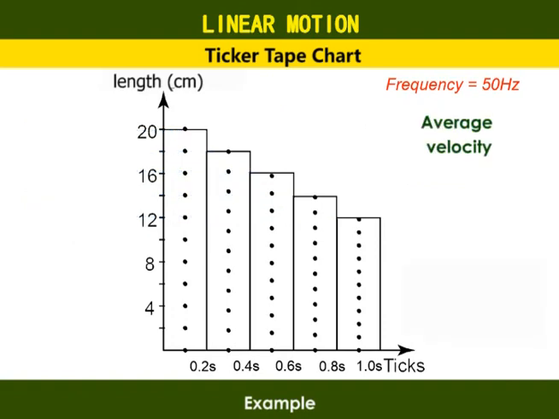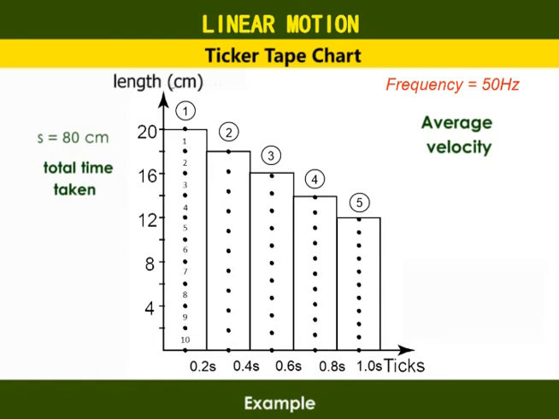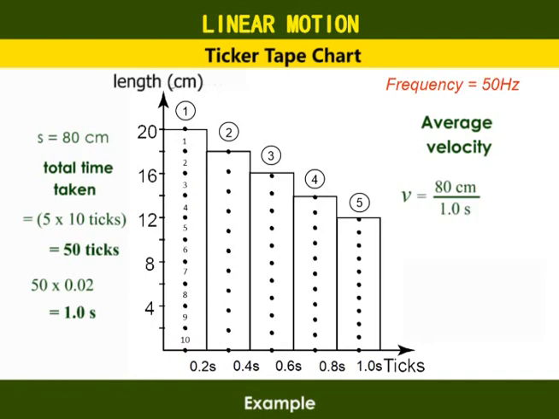Next, what is the average velocity? We already know that the total displacement is 80 centimeters. Now all we need to know is the total time taken. As you can see, we have 5 strips and each has 10 ticks. So we have 5 times 10 ticks, giving us 50 ticks. Each tick is 0.02 seconds, so 50 times 0.02 gives us 1.0 seconds. Average velocity is given by total displacement over total time taken. That is 80 centimeters over 1.0 seconds, and that gives us 80 centimeters per second.